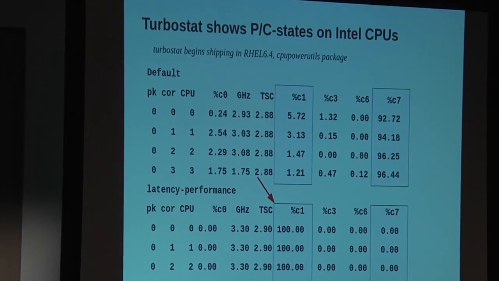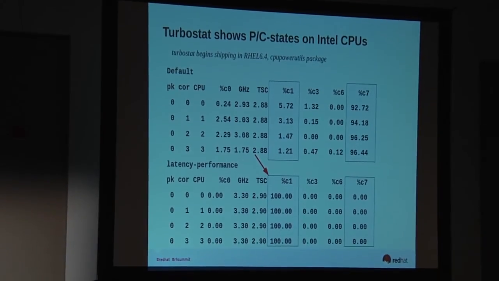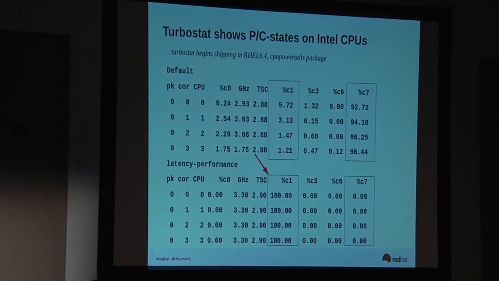This is a tool that we began shipping in 6.4. It's been upstream for a while, and you can use it on any version of RHEL 6, but it's new in 6.4 that we are packaging it and shipping it in an RPM called cpupowerutils. It's called Turbostat. Intel wrote it, so this is Intel CPU specific. I apologize for the folks using AMD.